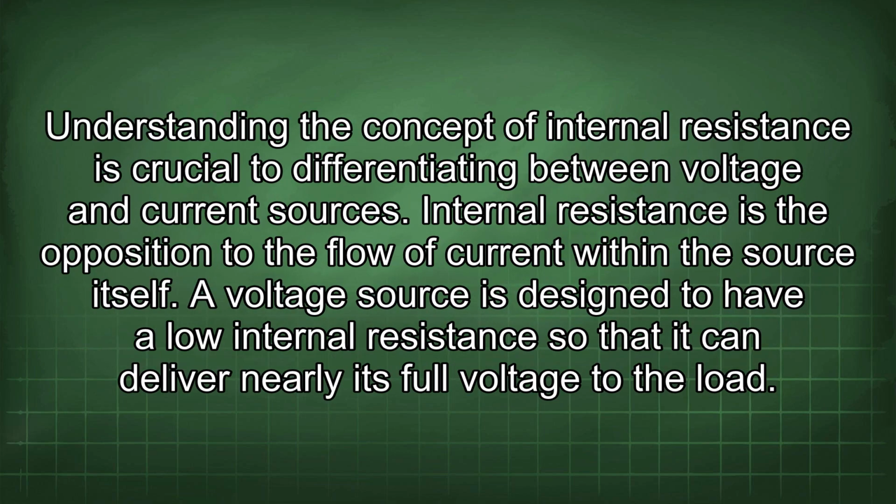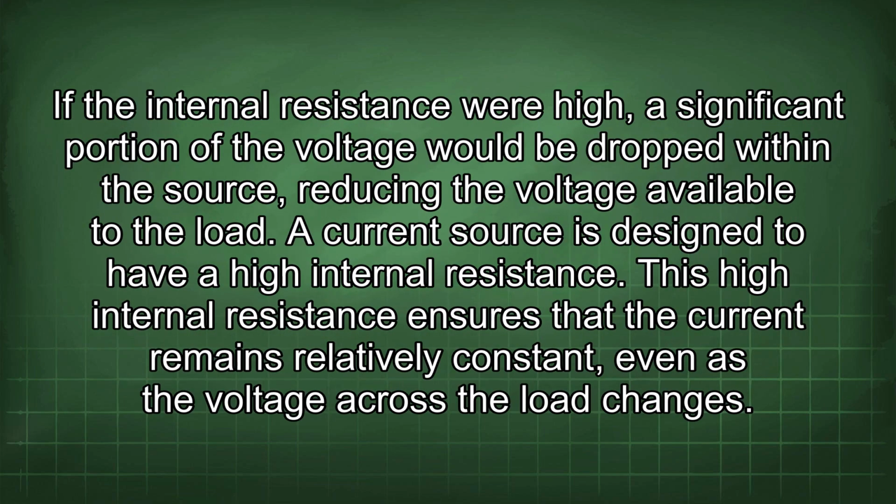Understanding the concept of internal resistance is crucial to differentiating between voltage and current sources. Internal resistance is the opposition to the flow of current within the source itself. A voltage source is designed to have a low internal resistance so that it can deliver nearly its full voltage to the load. If the internal resistance were high, a significant portion of the voltage would be dropped within the source, reducing the voltage available to the load.